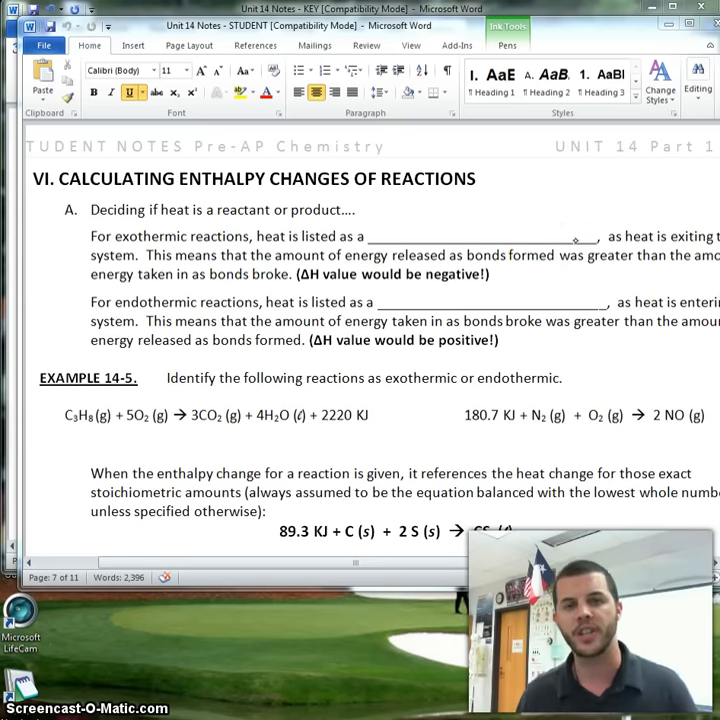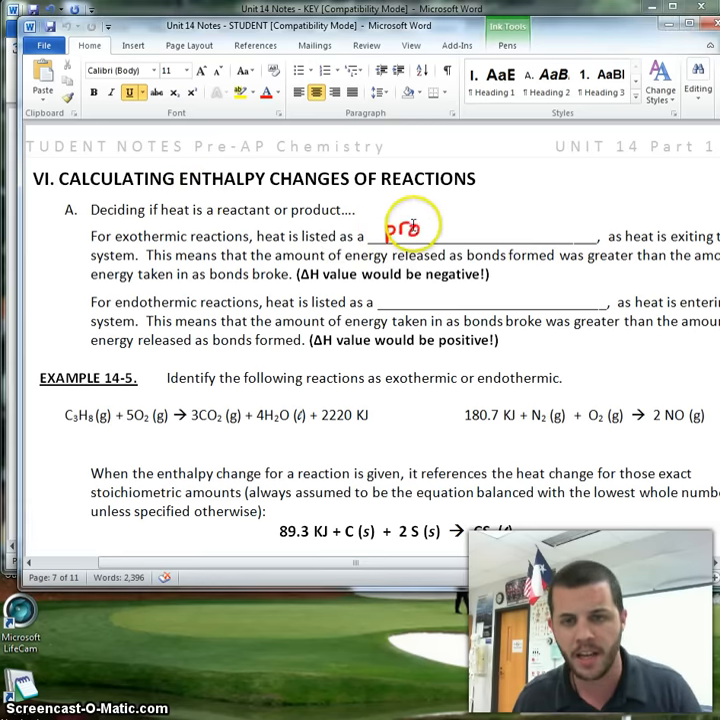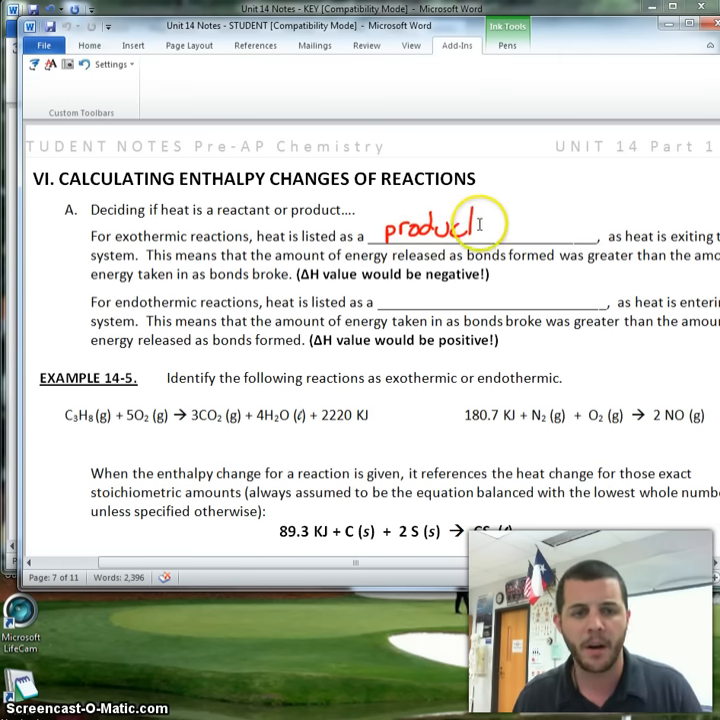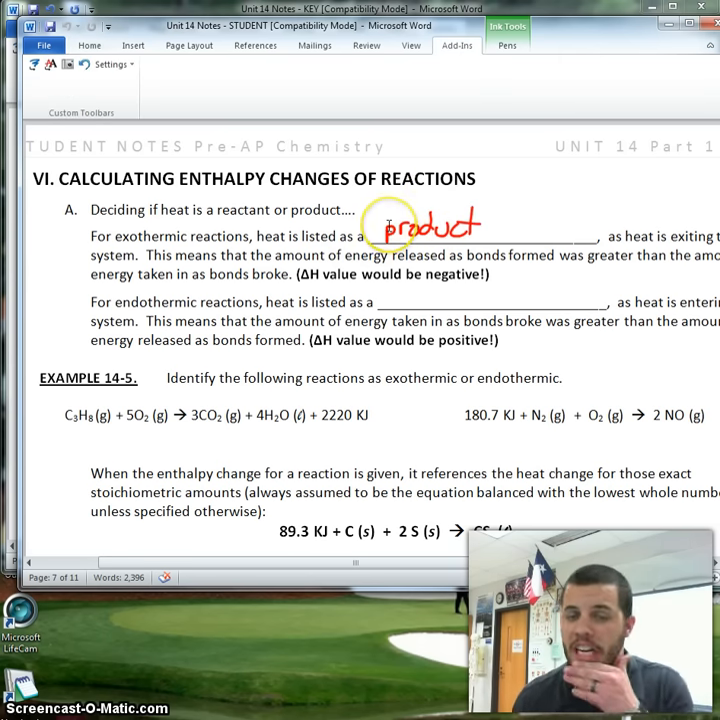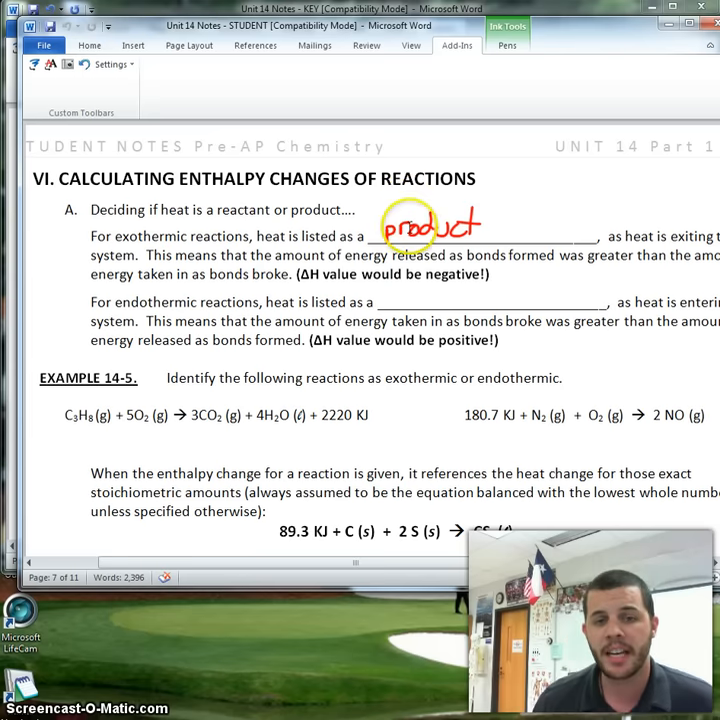So if that net energy change is negative, then that means it's an exothermic reaction, and exothermic reactions are going to have heat listed as a product, meaning that heat has been given off. For an endothermic reaction, however, we know that the net energy change, or the delta H, is positive, and so that's going to list heat as a reactant.